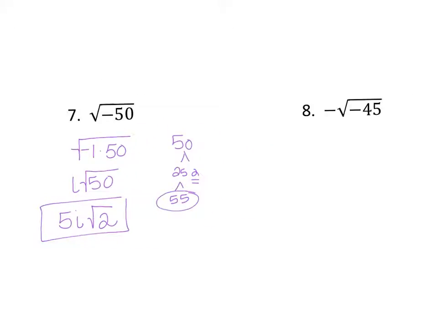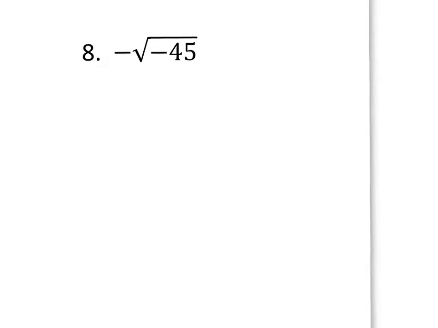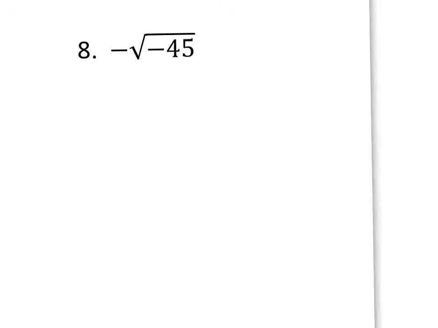Then let's say for number 8, number 8 is the square root of -45. Well, I know that from my pattern, I'm going to bring an i out to get that 45 to be positive. So I'm going to have a negative i square root 45.